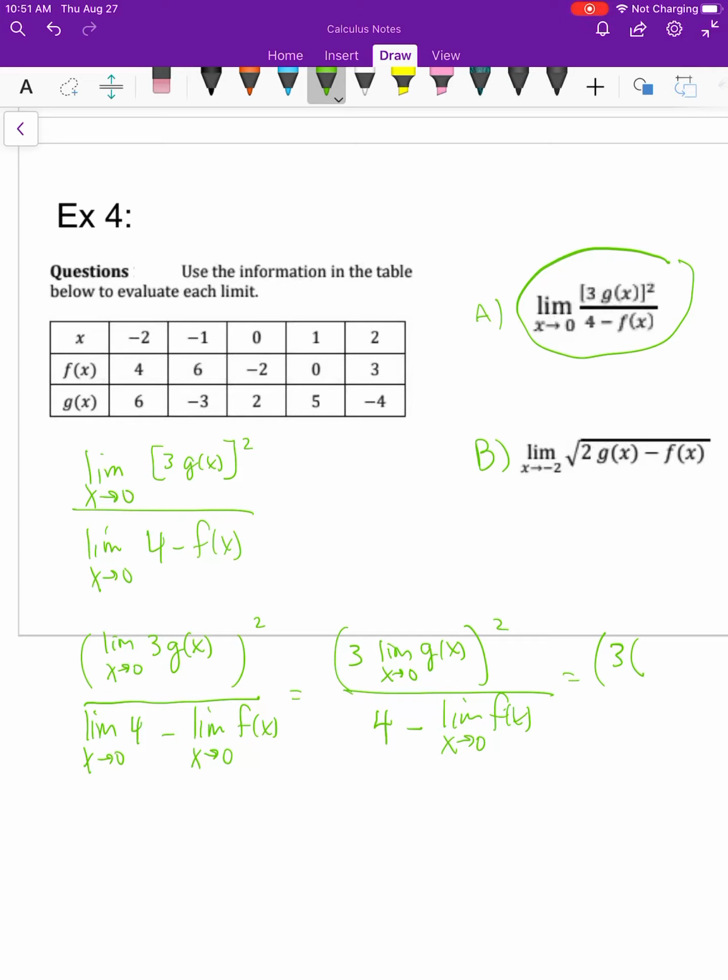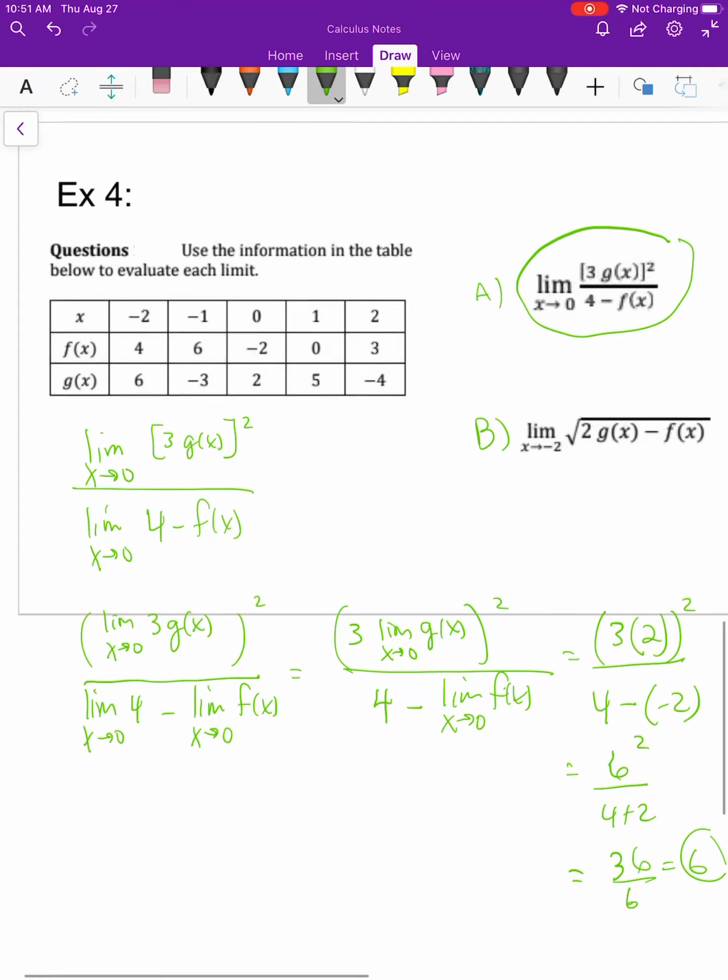So let's find the limit as x goes to 0 of g of x is 2. And the limit as x goes to 0 of f of x is negative 2. So 6 squared over 4 plus 2, 36 over 6, you get 6.